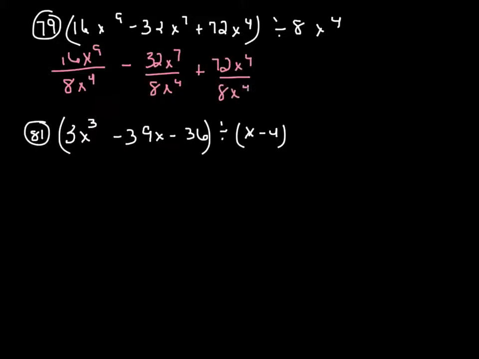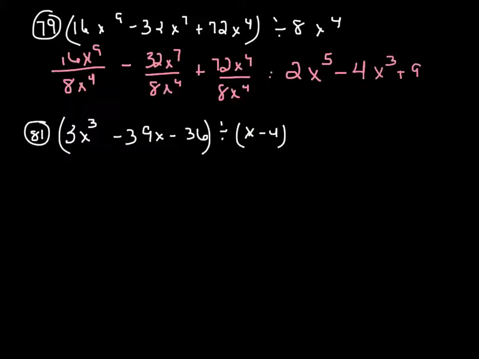So 16x to the 9th over 8x to the 4th, 16 divided by 8 would be 2, and then subtracting exponents we get x to the 5th. Minus 32 divided by 8 would be 4, x to the 3rd, plus 9, and then x to the 4th over x to the 4th would be x to the 0, which is just 1.